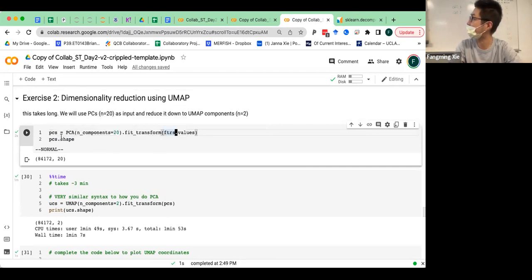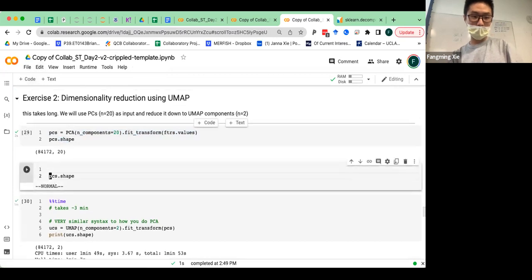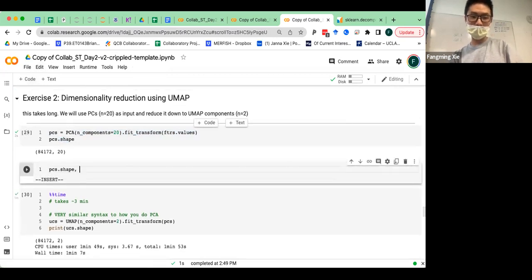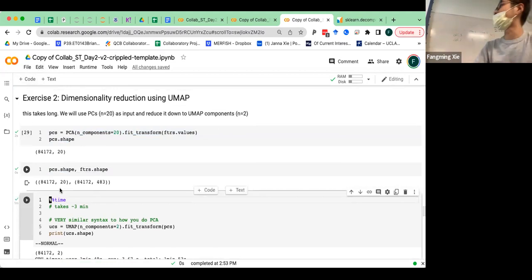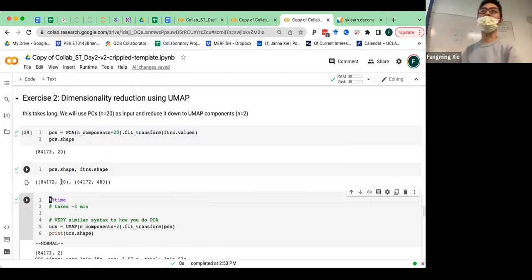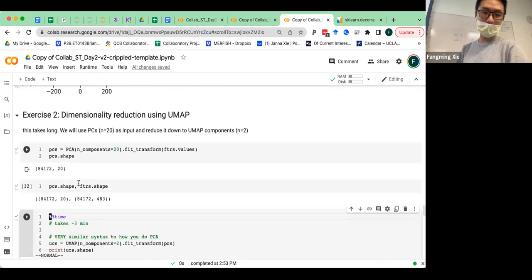Then the result is sent to a variable called PCs. And if you check the dimension of PCs, you see it's the number of cells by 20. So you reduce it from about 500. Let's compare the dimensions of PCs, which is your result, versus your input, which is the feature matrix. The feature matrix has 483 columns, but the result has 20 columns. So it does its job. And then you can plot it.